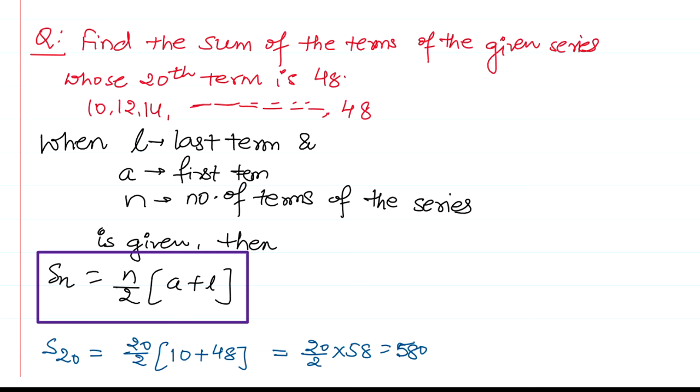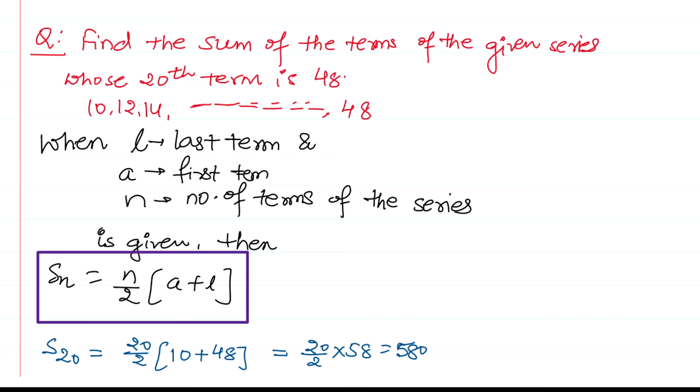So what information do I have from this particular question? a, the first term, is given to us, that is 10. l, the last term, is given to us as 48. And how many terms? Clearly mentioned in the question: 20th term. That means there are 20 terms.